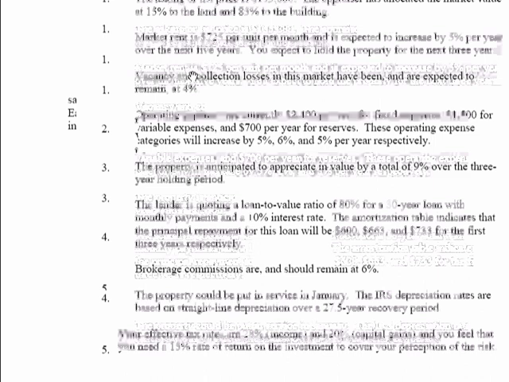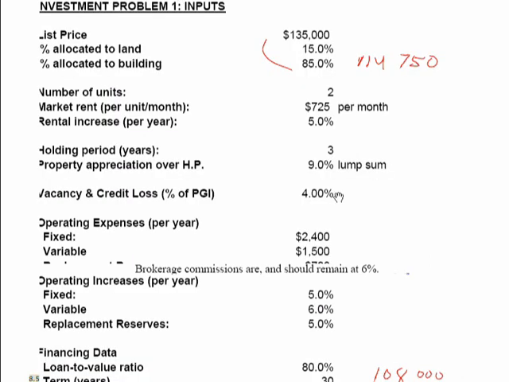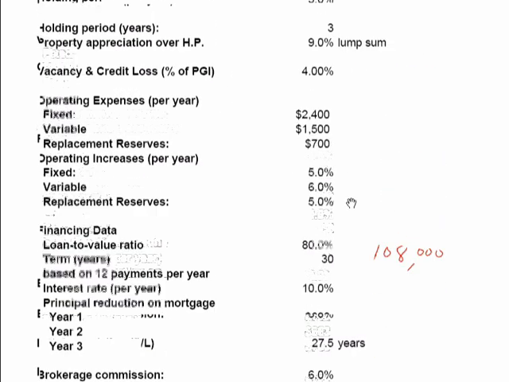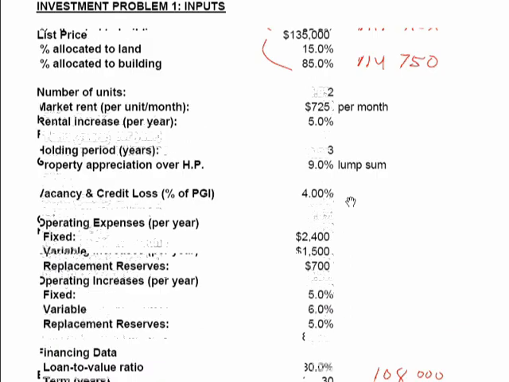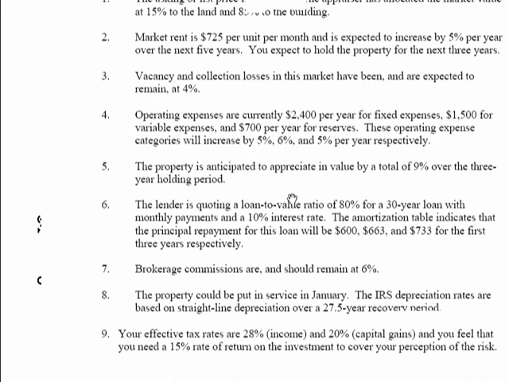In other words, we're going to sell the property for 9% more than what we paid for the property. And let's see if we've calculated that, or maybe we haven't. Okay, we didn't calculate that yet, but we will shortly. So that's the holding period assumption.